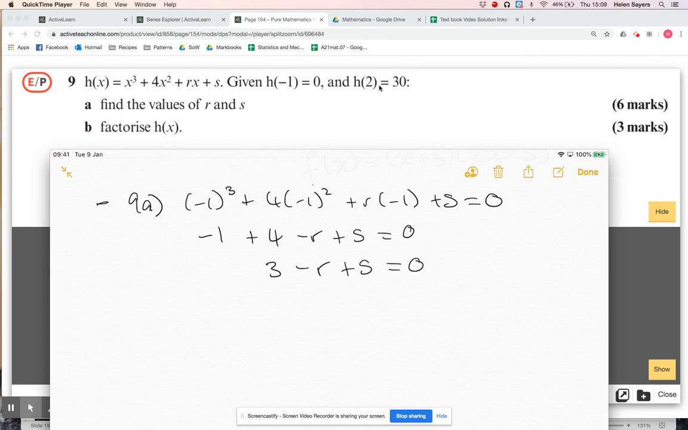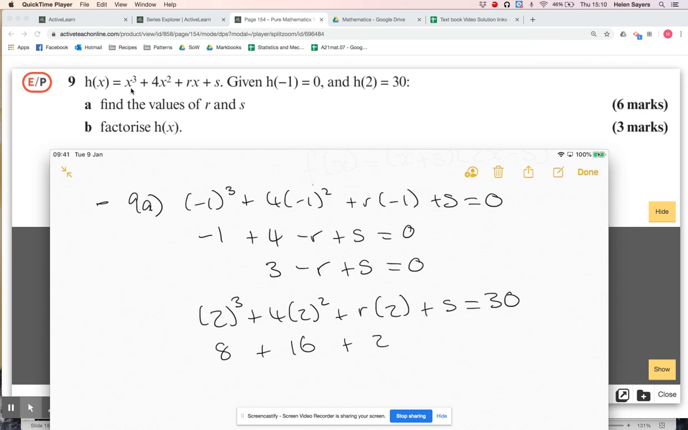So this then is saying when I substitute in 2, I should get an answer of 30. So we'll do the same thing again. If I substitute 2 in, it'll be 2 cubed plus 4 times 2 squared plus r times 2 plus s, and that should equal 30. So 8 plus 16 plus 2r plus s equals 30. So let's collect all our constants together on the right hand side. 8 plus 16 is 24, so if I take that away from the 30, that will equal 6.